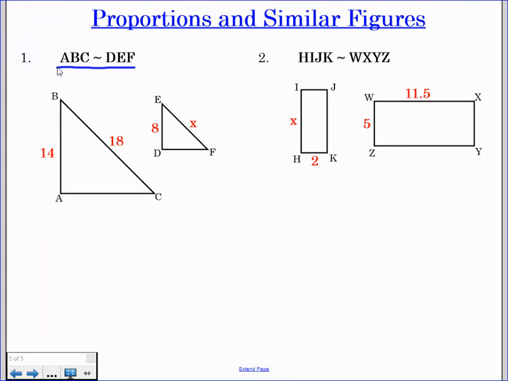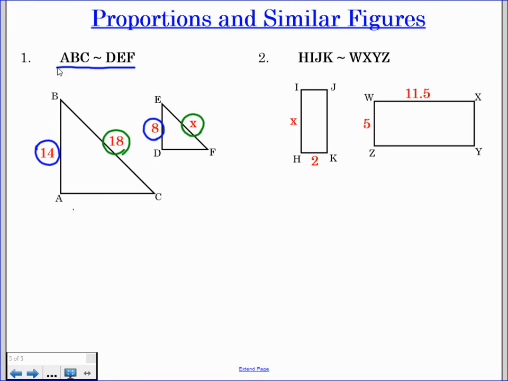Okay, so these two triangles are similar. In similar triangles, the ratios of corresponding sides are the same. So what that means is that the ratio of 14 and its corresponding side of 8 has to be the same as the ratio of 18 and its corresponding side of x. Okay, so let's set up a proportion that says exactly that.